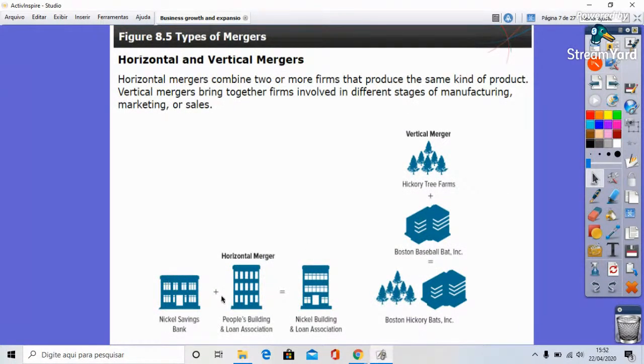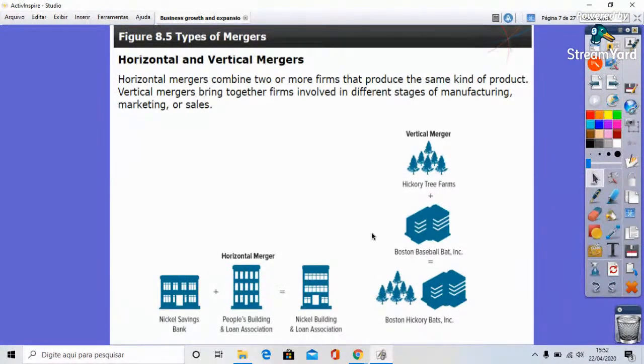When I have a horizontal merger, it's like Burger King and McDonald's. They are two companies who are merging together, but they have the same line of products. Here you have an example of a bank, a loan association, which became what? Nickel Savings, People's Building. Nickel Saving and Loan Association, it becomes one, but this is a horizontal merger.